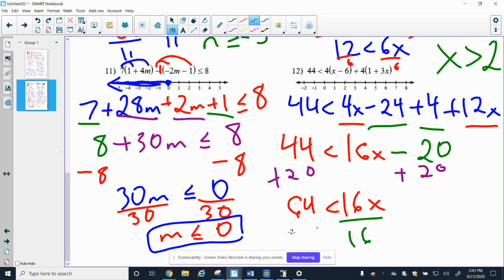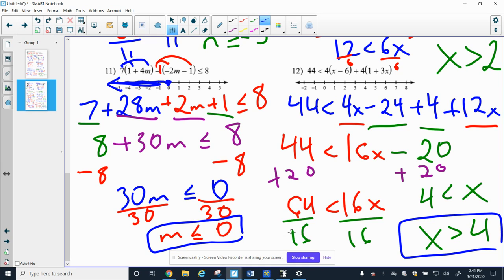Divide both sides by 16. So 64 divided by 16, 4 is less than x. Bring the x to the front. X, sign face towards the x, greater than 4. Since it's just greater than, open circle at 4. Since it's greater than, we want the numbers bigger than 4. Right. Okay. So that's our lesson for today on solving and graphing inequalities.